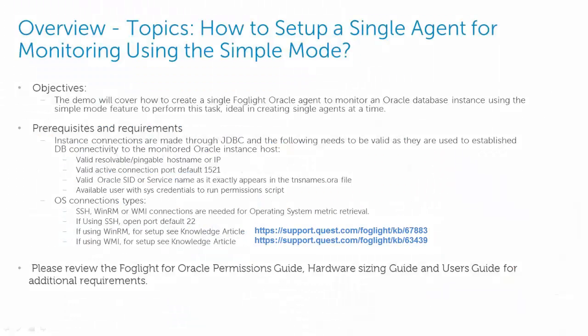The cartridge for Oracle currently provides two methods when creating agents to monitor instances, simple and advanced mode. The objective of this demo will cover how to create a single Foglight Oracle agent to monitor an Oracle database instance using the simple method, ideal in creating single agents at a time.